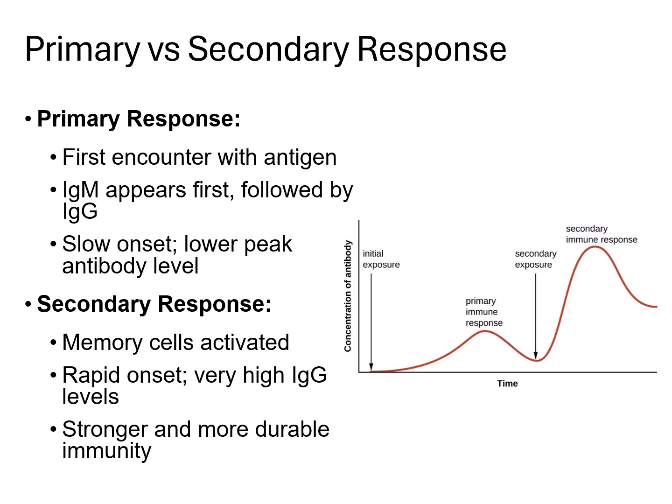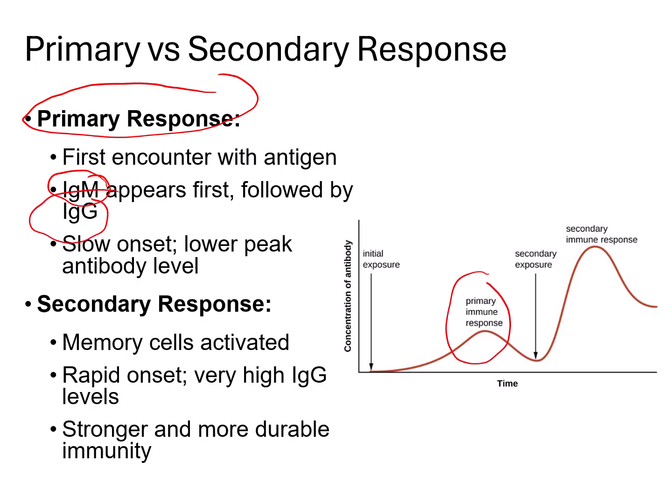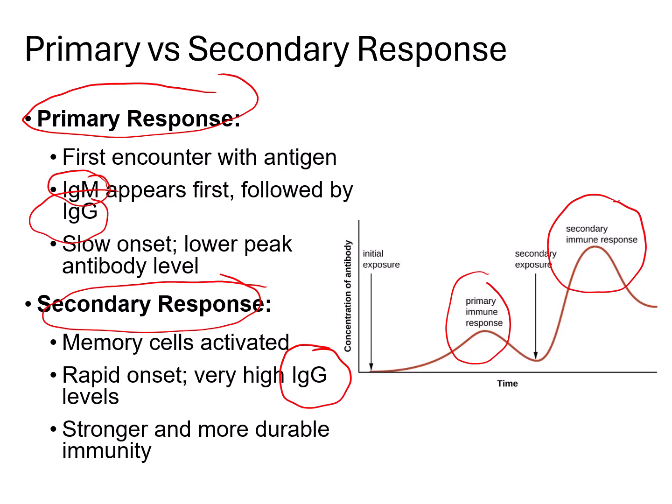Let's summarize the differences here. In that primary response, the IgM antibody is the first antibody produced. That is followed by IgG. It has a slower onset because the immune system is learning about the pathogen. In the secondary response, memory B cells and T cells are going to activate quickly, and we're going to see that IgG antibody levels spike rapidly and reach much higher concentrations. And this is why booster vaccines are so effective. They stimulate this secondary response.